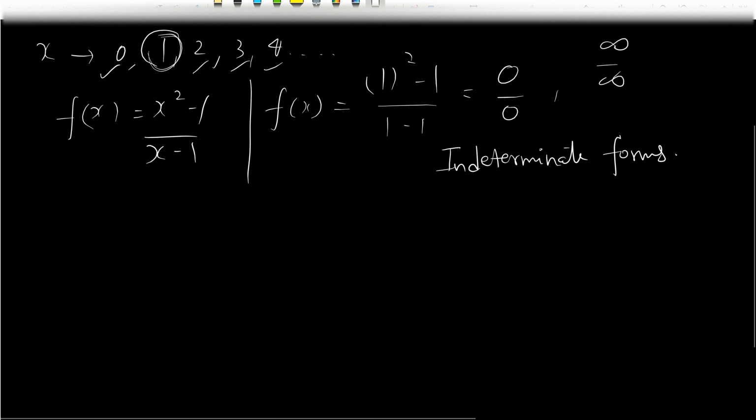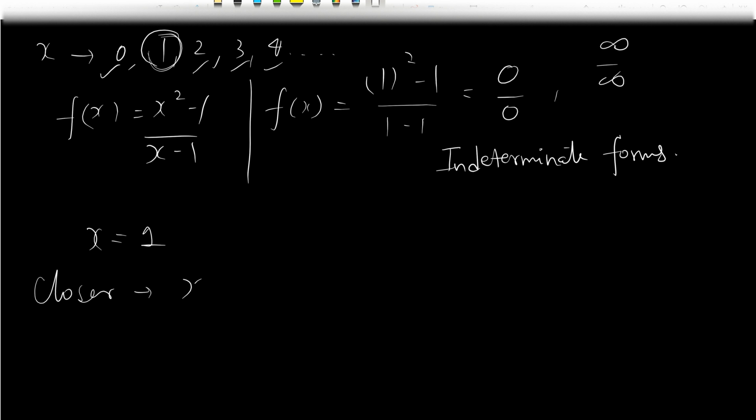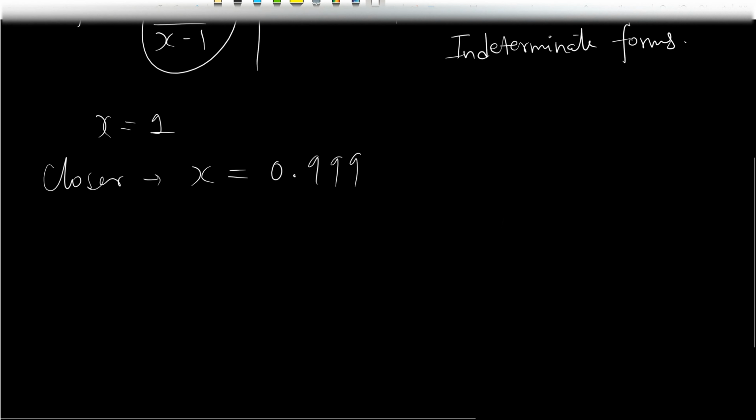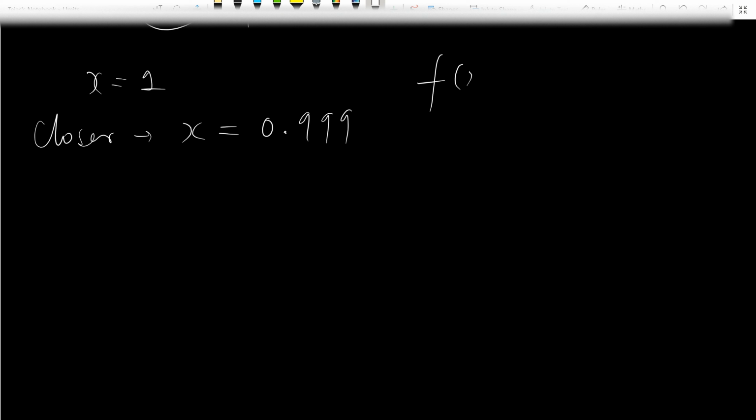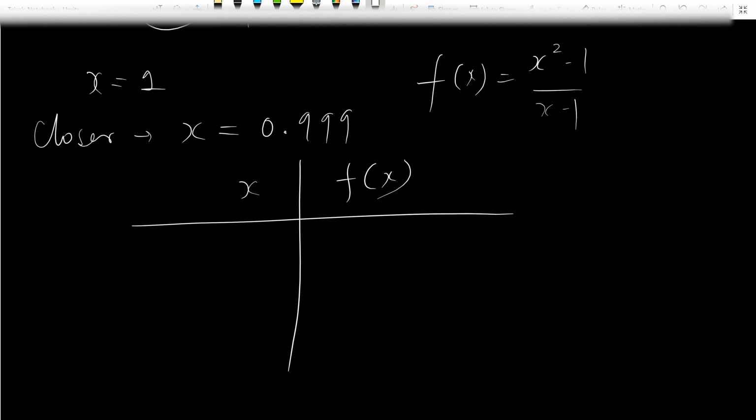So we try putting the values where x approaches closer and closer but not exactly equal to 1. So what I mean by closer is, let us try x equals to 0.999, for example. So what is the limit of this function at 0.999? Here what we can do is draw a table of this function, where x and here is f of x, right?